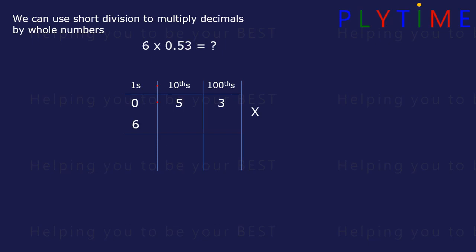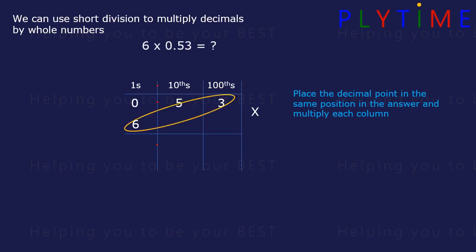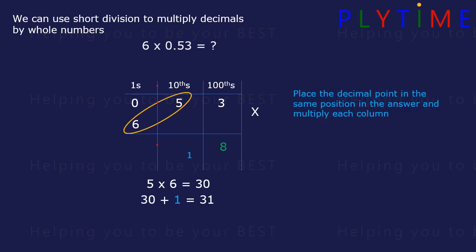Now we need to put our decimal point in the same position in the answer before we multiply each column. Add the decimal point and then start to multiply. 6 multiplied by 3 is 18. Put the 8 and carry the 1 forwards. Then 6 multiplied by 5 is 30, plus the 1 we've brought forward is 31. Add the 1 and carry 3 forward.